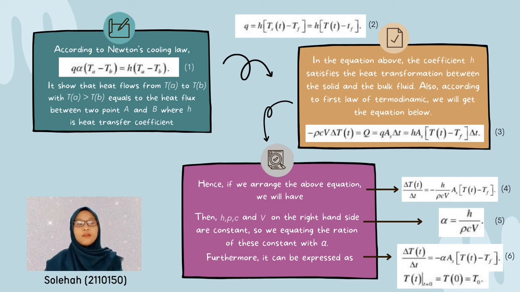If we rearrange equation 3, we will get equation 4. Then you can see that h, rho, C, and V on the right hand side are constant, so we can equate the relation of these constants with A. Lastly, it can be expressed as our first order ordinary differential equation.